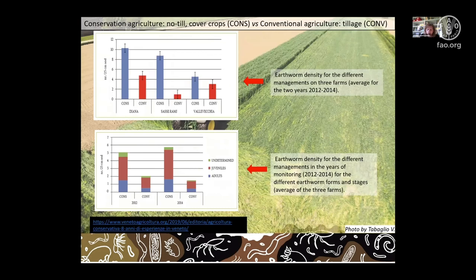And in addition, different stages of the biological cycle can react to soil management in a different way. In this figure, we can observe the high sensitivity to tillage of earthworms, evident in both years of the test in the three farms, where no-till and cover crops show higher numbers of individuals when compared to the tillage system. But in my opinion, more interesting information can be obtained considering different stages of the biological cycle, as you can see in the second chart. In this case, the higher number of juveniles in no-tillage suggests that the earthworm community is alive and really healthy.